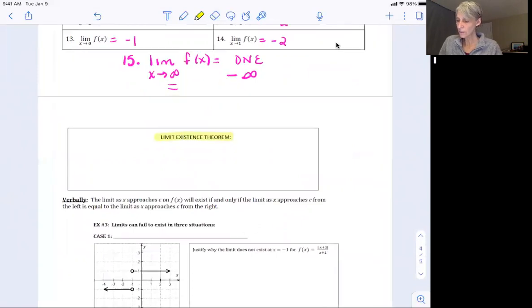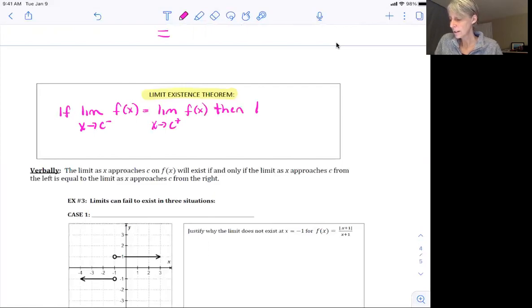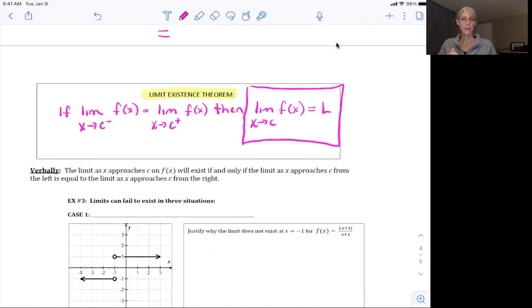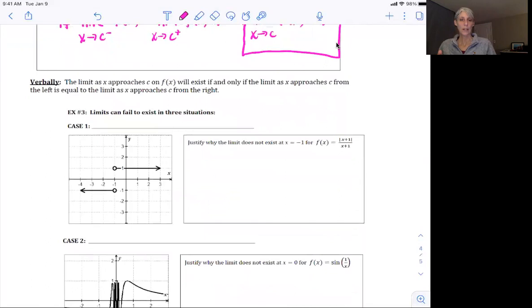Just to review, a limit existence theorem means if the limit as x approaches c from the left equals the limit as x approaches c from the right, then the limit as x approaches c equals some number L. That's a lot, and our big focus is going to be that. 3 cases where limits don't exist. We sort of already saw some of them. The limit as x approaches c will exist if and only if the 2 limits match.